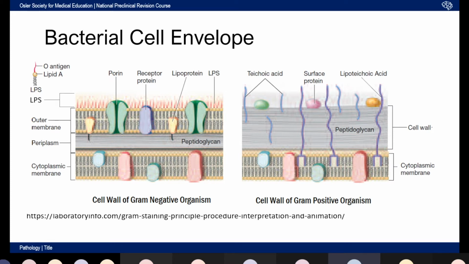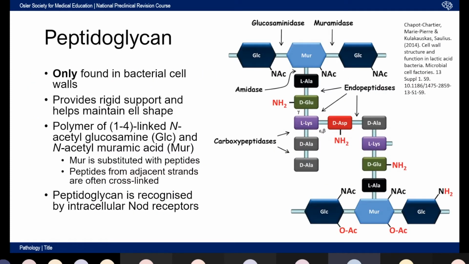Molecules on the bacterial surface also determine the tropism of the bacteria, so the cells it binds to and enters, or where the bacteria survives in the body. So for a bit more on peptidoglycan. This is a molecule that is only found in bacterial cell walls, and it provides rigid support and helps maintain the cell shape. There's some details about the structure of it there.